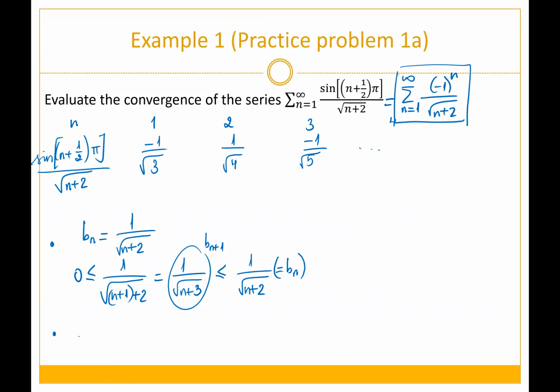The other one is where you have the limit as n approaches infinity of 1 over square root of n plus 3, or square root of n plus 2. This one is equal to 0 because it's 1 over infinity. Therefore, the series is convergent by the alternating series test.